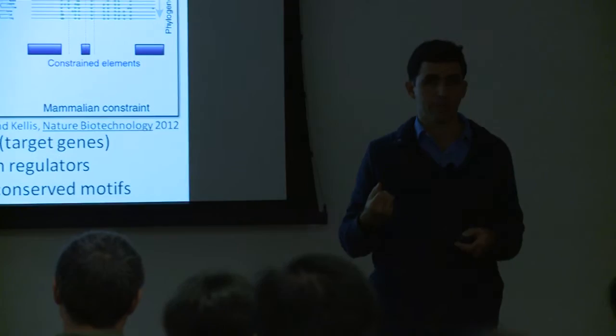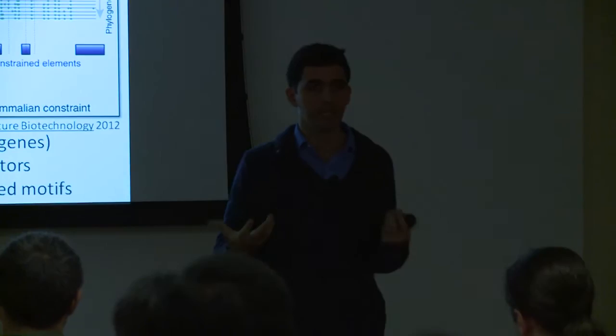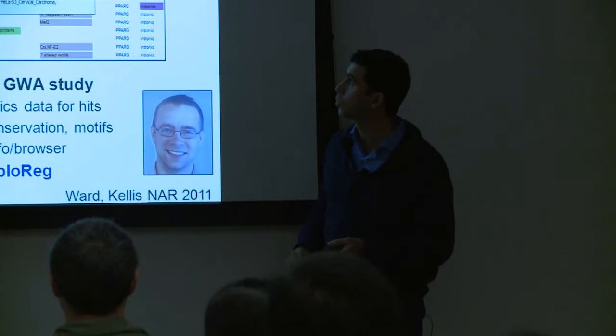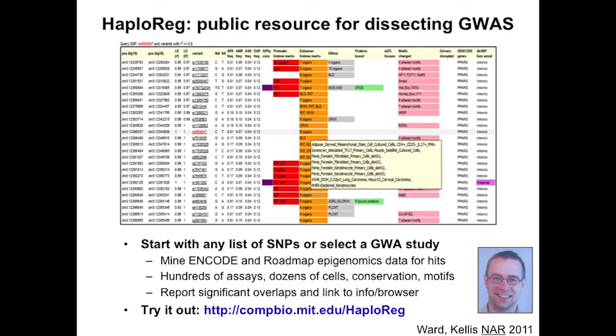And of course, all of that information is extremely complex, and navigating it can be a challenge. So we put together a website called Haploreg, and this is the work by Luke Ward, that actually looks at every genetic variant that you're interested in, or for example, an entire GWAS and all of the results.